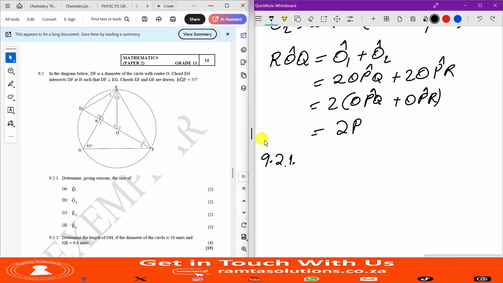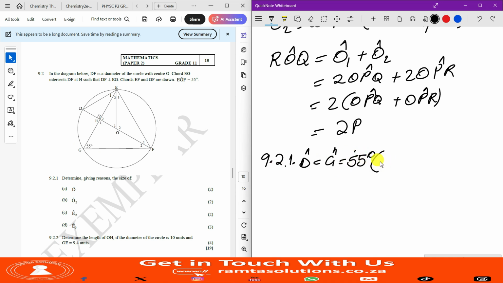9.2.1. Determine, giving reasons, the size of angle D. I want you guys to follow how I answer this. Angle D, if you look at it, points D, E, F, G are concyclic. So angle D is equal to angle G, which is 55 degrees. Why am I saying this? This is because they are angles opposite equal sides.